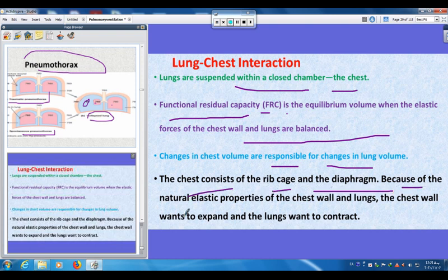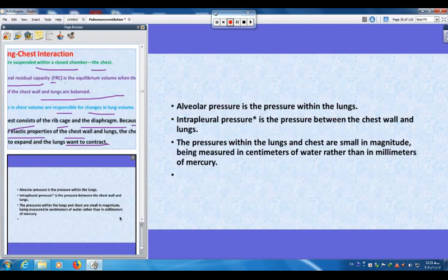Because of the natural elastic properties of the chest wall and lungs, the chest wall wants to expand and the lungs want to contract. Alveolar pressure is the pressure within the lungs. Intrapleural pressure is the pressure between the chest wall and the lungs.